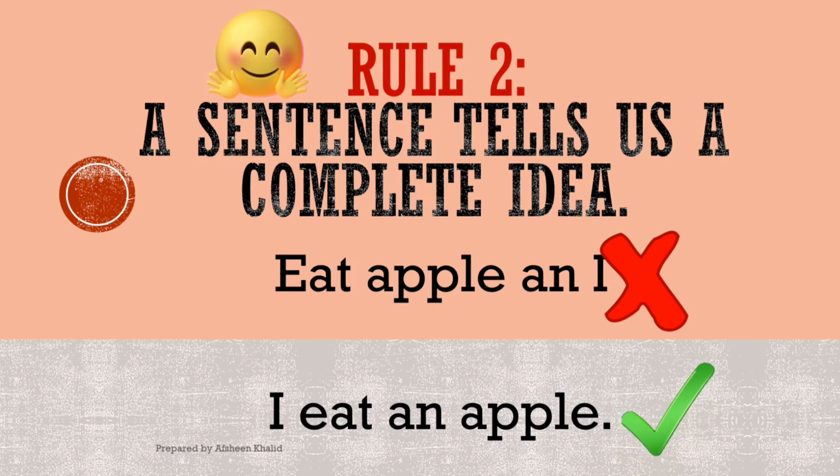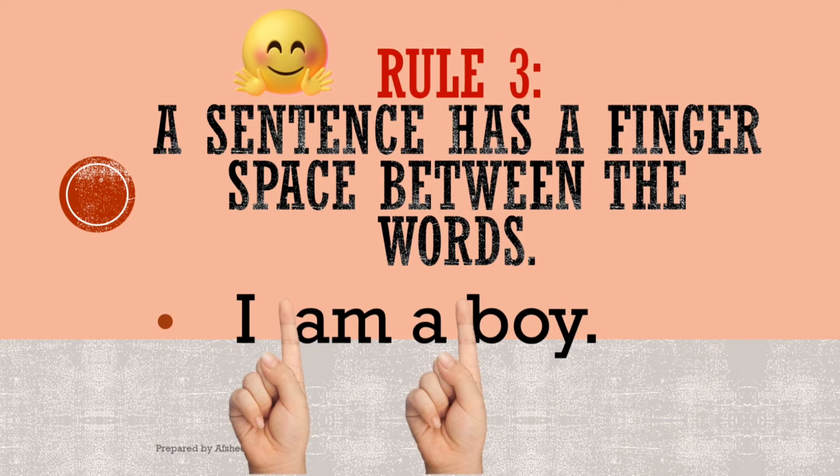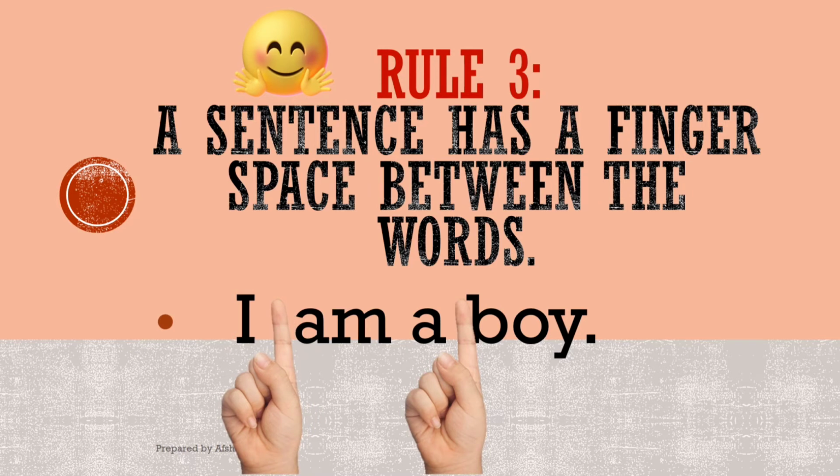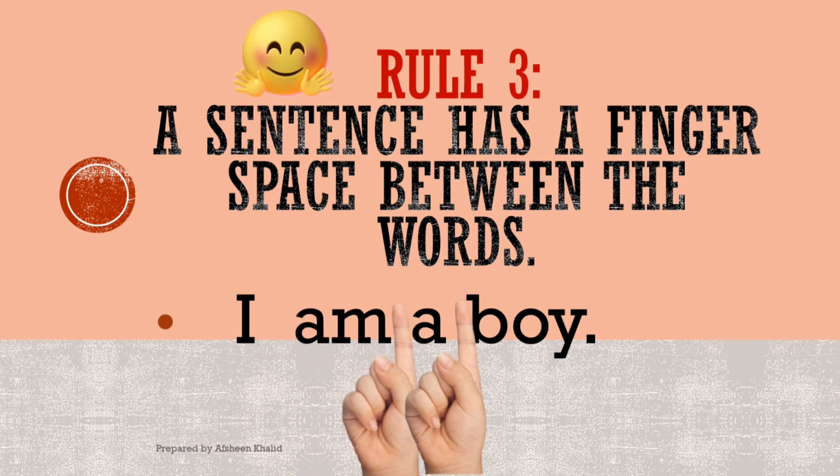Rule number 3. A sentence has a finger space between the words. I am a boy. I, finger space, am, finger space, a, then again, finger space, boy. I am a boy. So after each word, we will give 1 finger space.